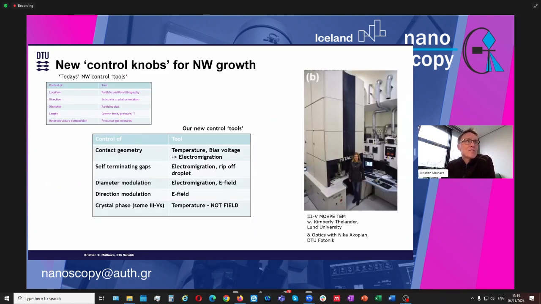So basically, with this chip system, we can now make a whole new set of control tools for nanowire growth. We can change the contact geometry by putting bias voltages as we hit and hit the opposing cantilever. We can terminate growth in different ways. We can modulate the diameter by putting fields on it. We can even change the direction by putting fields on it. And now we can also begin to change the crystal phase by changing temperature on the chips really fast.